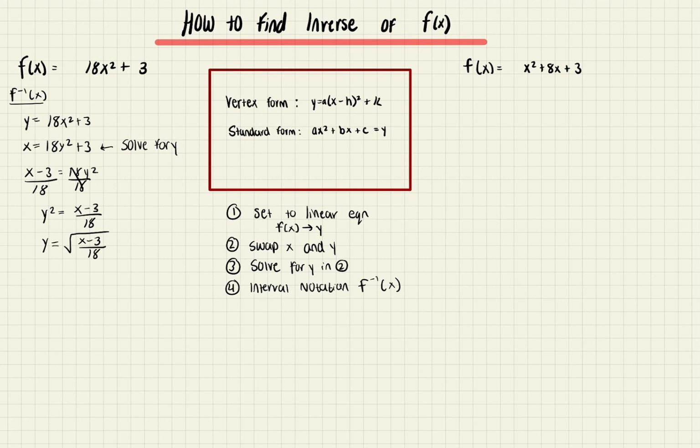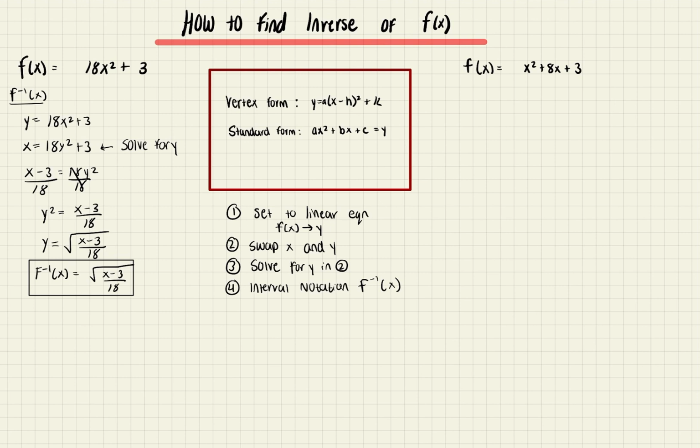Now, last step is we're going to put it in inverse notation. So the inverse of f of x is going to equal the square root of x minus 3 over 18. And that's our solution. All right, so let's move on to the next example.